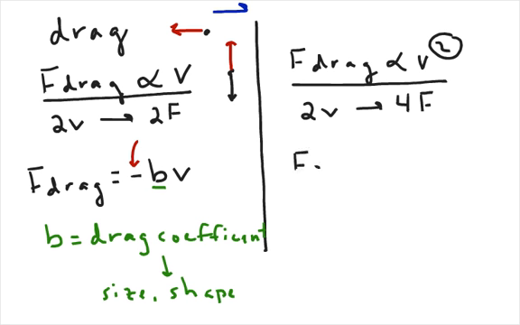In this case, the mathematical relationship is that the drag force is equal to negative c times v squared. Once again, negative because it's going in the opposite direction of the motion. And c is just another drag coefficient that also depends on the size and shape of the object.